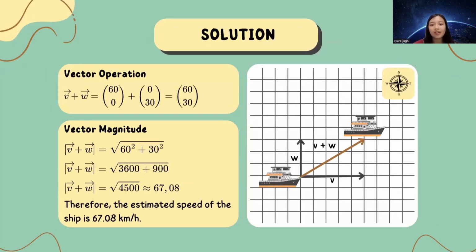Let's solve the problem together. We combine the vectors using vector operations. To find the magnitude, we use the Pythagorean theorem. The result is approximately 67 kilometers per hour. So the ship does not only move east or north, but diagonally with a greater resultant velocity. Do you understand how vectors are applied in real situations now? Okay, I hope you can understand.